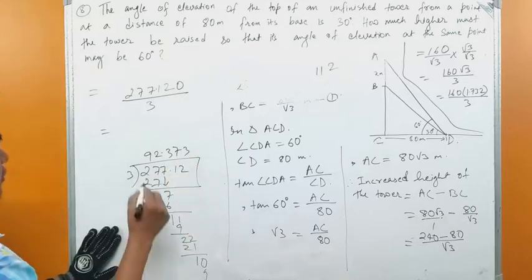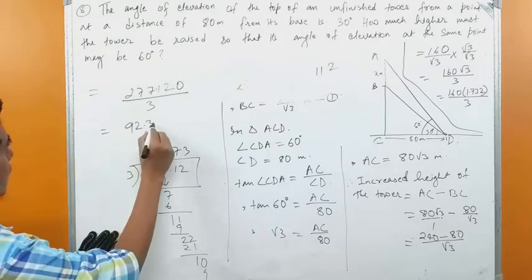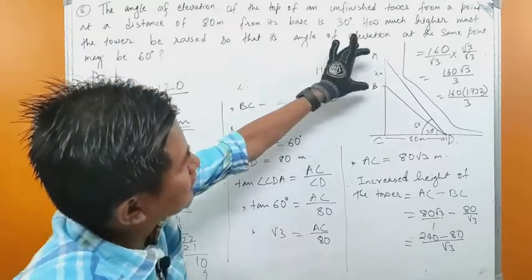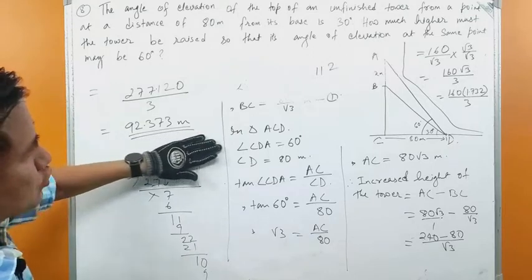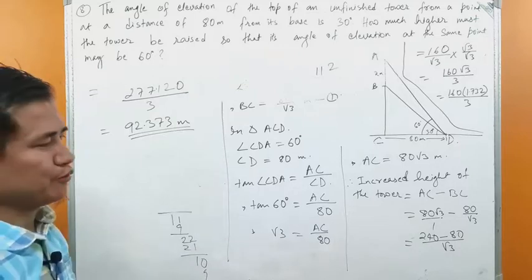So this continues, isn't it? So this means 92.373 meters. This is the increased height of the tower. Okay, 92.373 meters. I hope you got this.